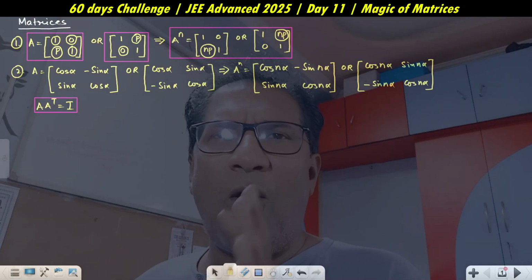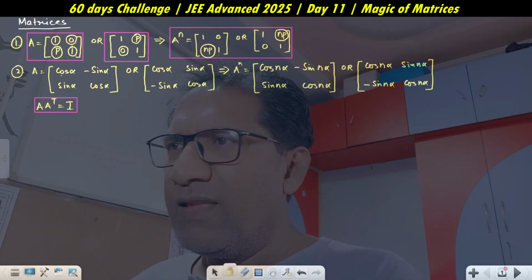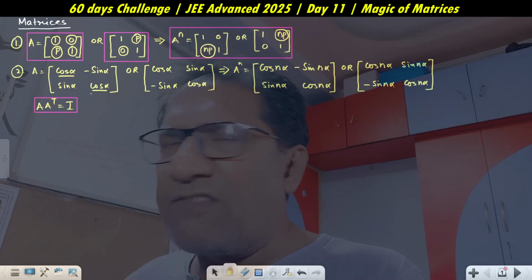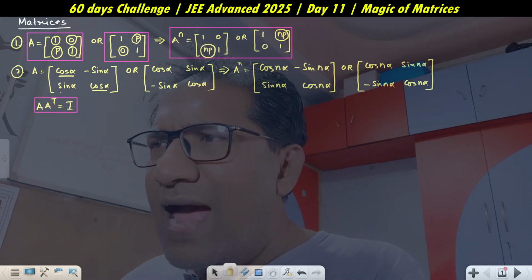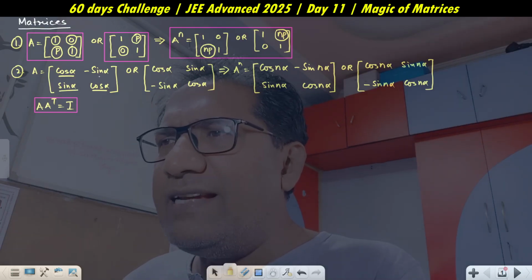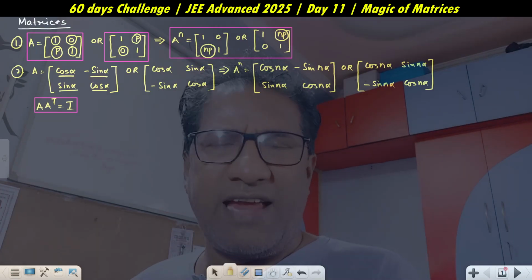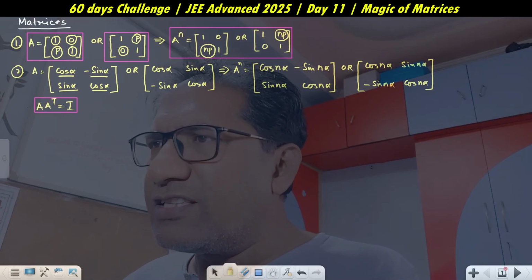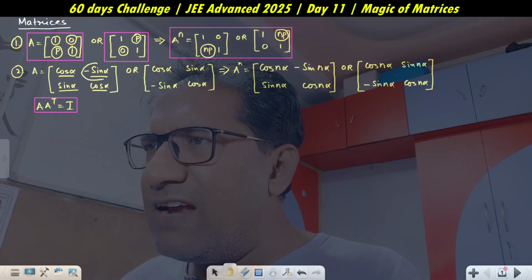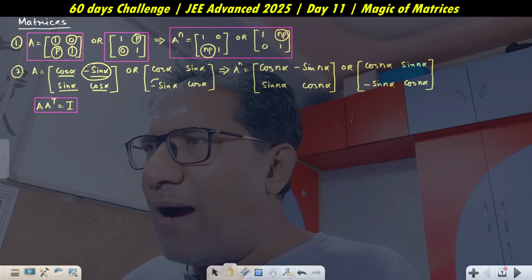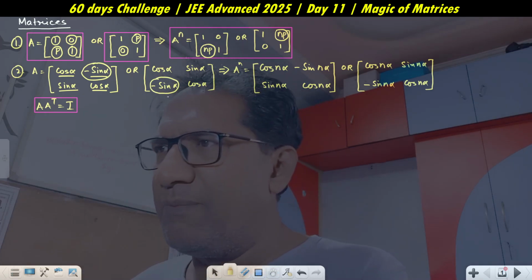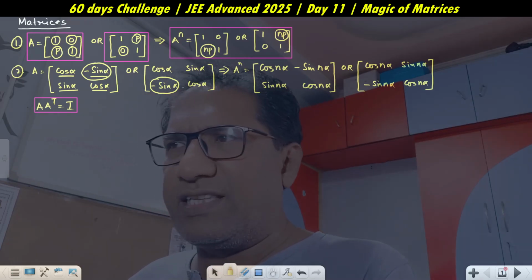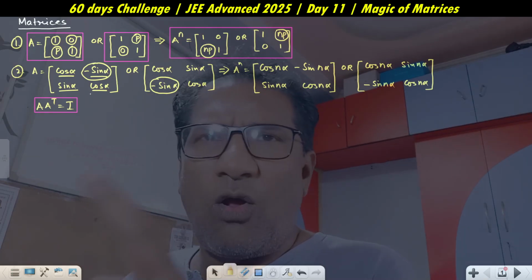A very, very important matrix. Here it is cos alpha, cos alpha. Every time this will be cos alpha. And the non-diagonal elements will be one sine alpha, another one minus sine alpha. In this case, you see minus sine alpha is here for the first matrix and minus sine alpha is here in case of the second matrix. But in both the matrices, your diagonal elements are always cos alpha.